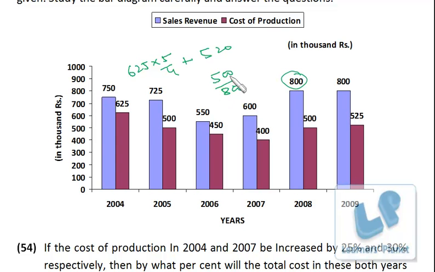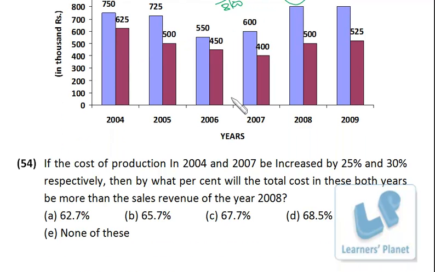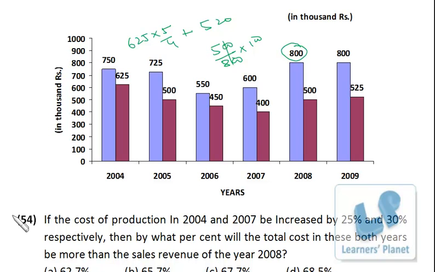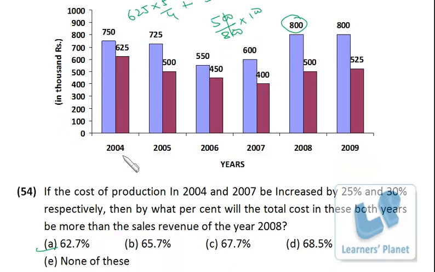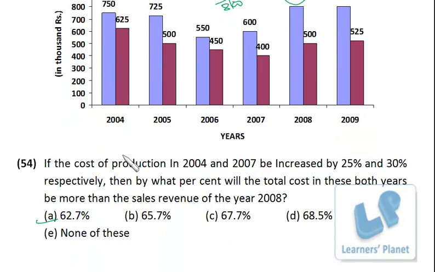So in percentage terms it should be 5 by 8. 1 by 8 is 12.5, so 5 by 8 is around 62 point something. So it must be 62.7% because I have taken it as around 780. It is a bit more than 780, but I have taken around 780. So it should be a bit more than 62.5, so that is 62.7%. Okay, I hope you are clear.